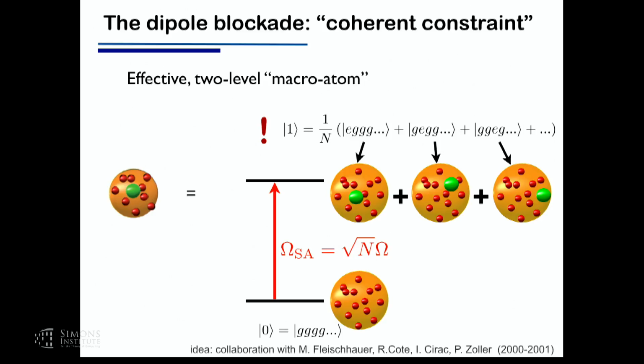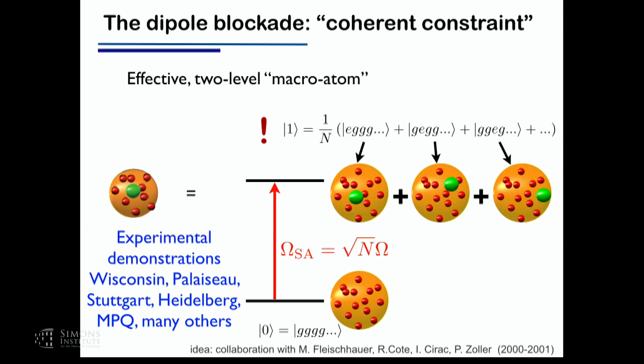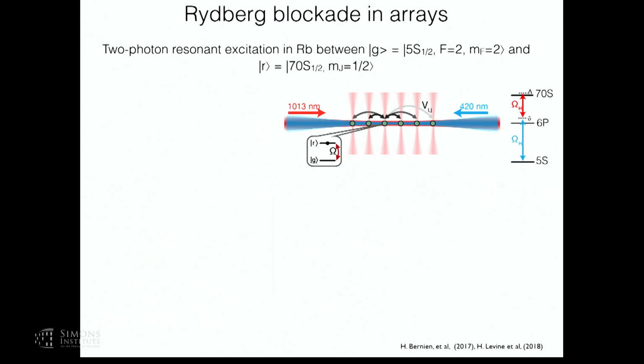I should say that this dipole blockade is actually a relatively old idea. I was even thinking about starting an experiment like this when I was starting at Harvard, but I was not adventurous enough at the time. Since then, it has been explored in many experiments for applications like many-body physics, quantum information, quantum nonlinear optics. So let's see if we can combine this idea with the atom array.